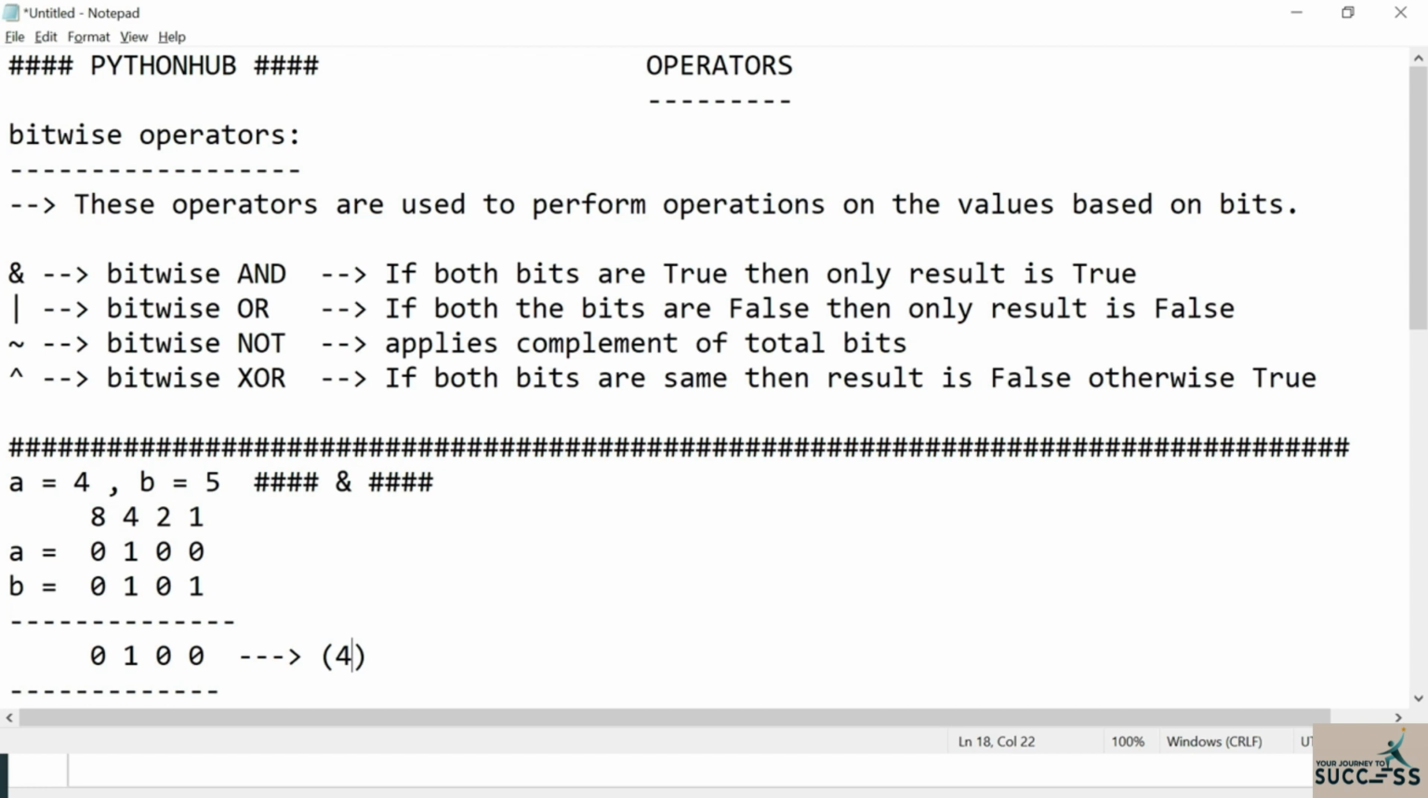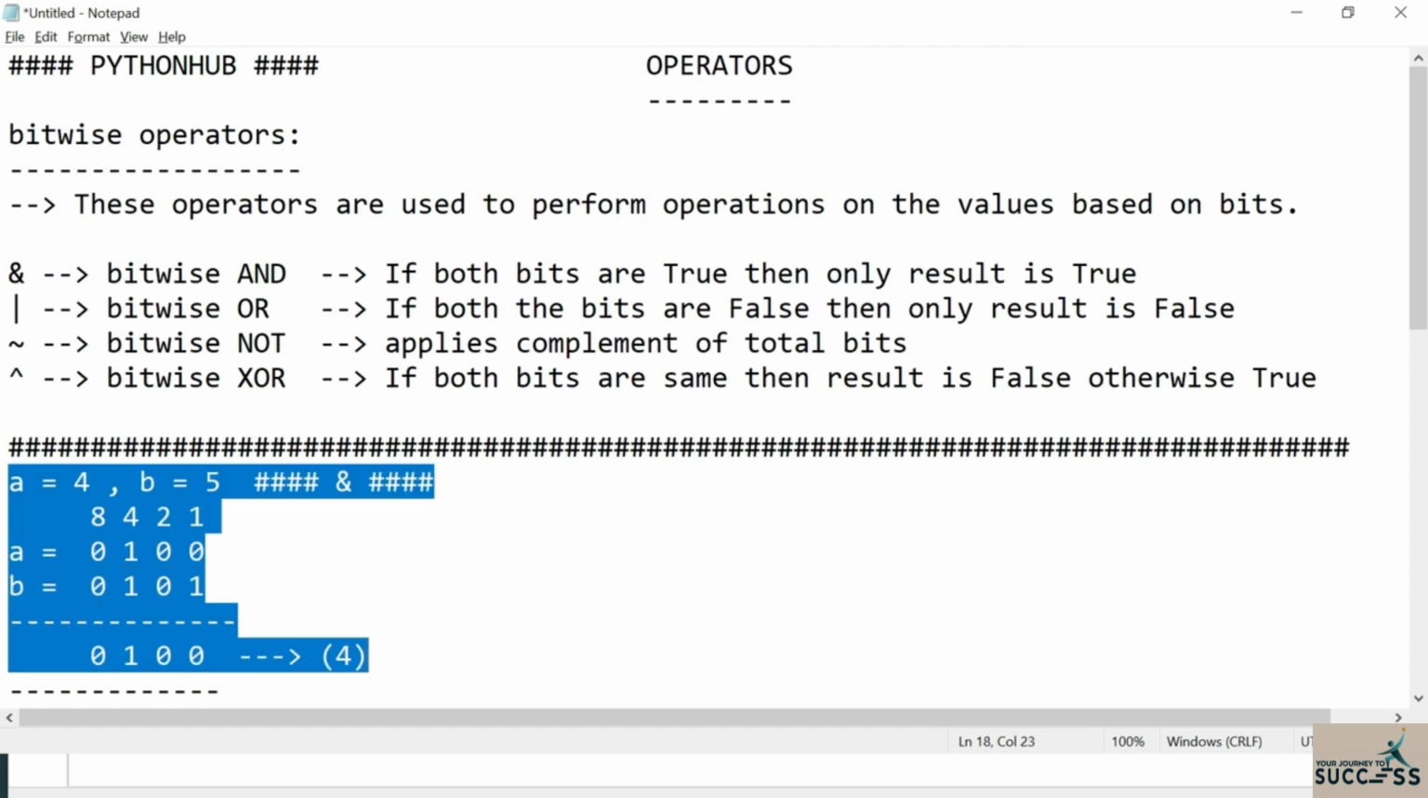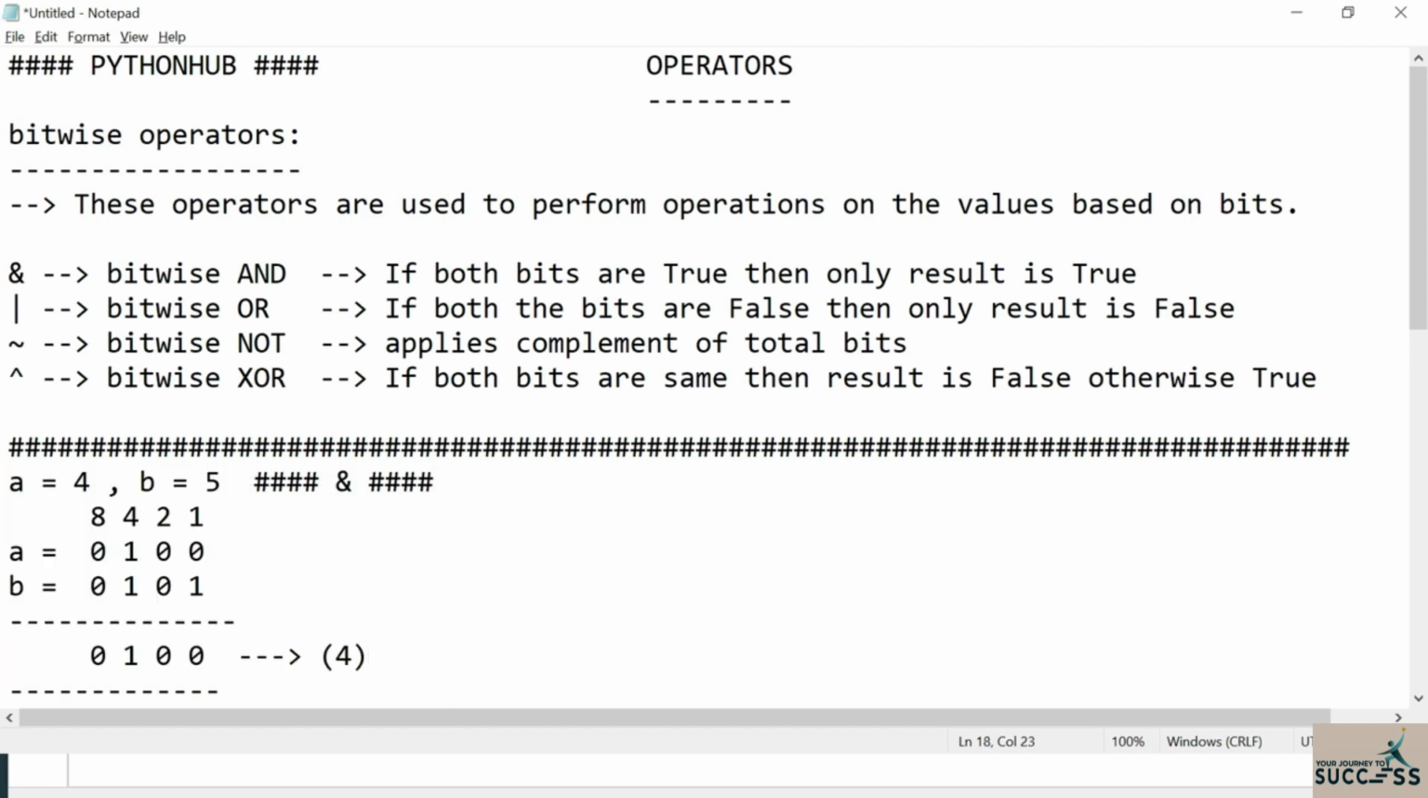Okay, so in this way, if I apply the bitwise AND operator between 4 and 5, the output should be 4 only. I hope all of you understand how to calculate the bitwise AND operator. Next we will move ahead with the next operator, that is the bitwise OR operator.